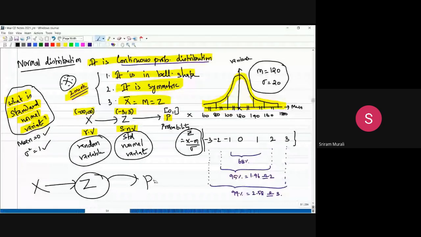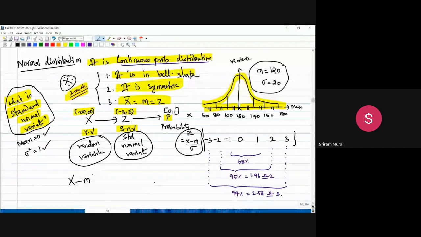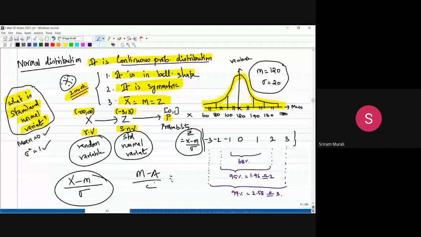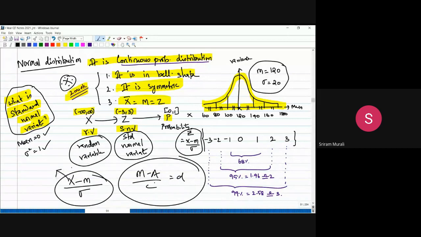So this Z is acting as a transformation tool. How the actual value varies from the mean value, you should divide by sigma. This you have learnt in basic statistics, (x minus m) by c. We call it a deviation. Do you remember? Your x is the observed value, m is the expected value, and you divide by the error term. This is what we learnt in statistical distributions in the first chapter, central tendency, dispersion, etc.